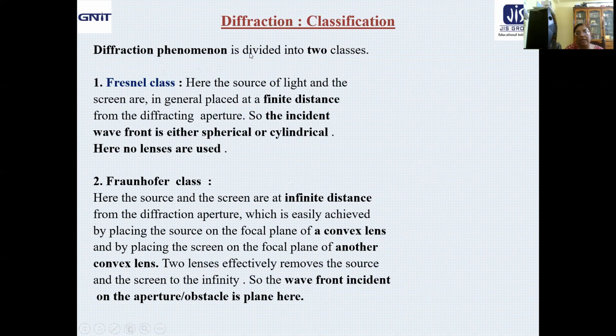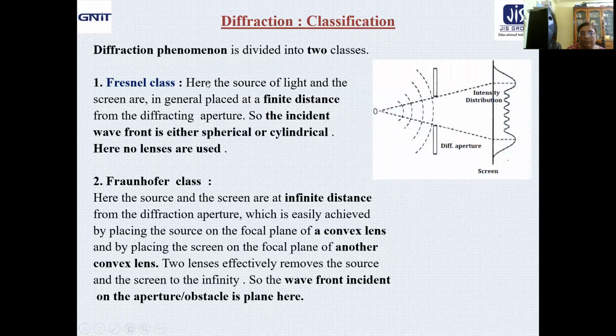Now let us come to the classification of diffraction. Diffraction phenomenon is divided into two classes. One is the Fresnel class. Here the source of light and the screen are in general placed at a finite distance from the diffracting aperture. Naturally, the incident wavefront is either spherical or cylindrical. Here no lenses are used.